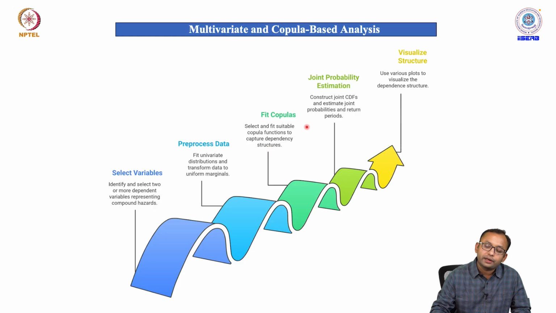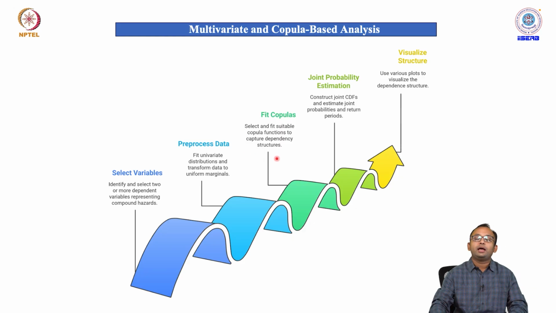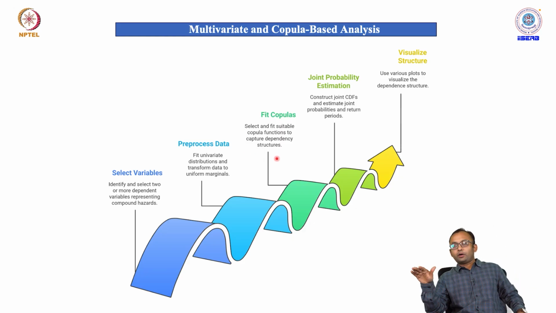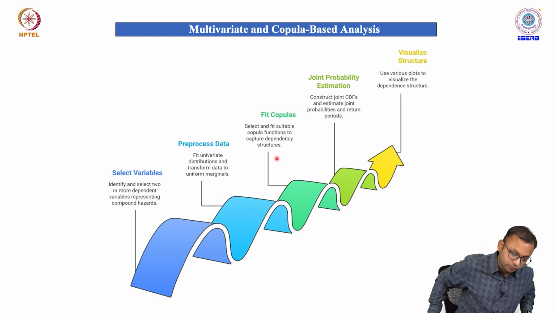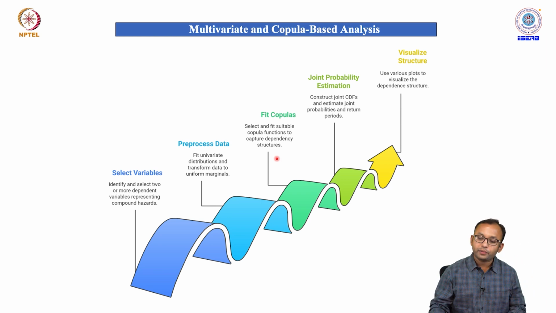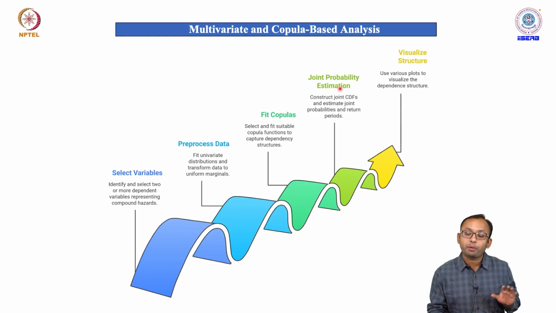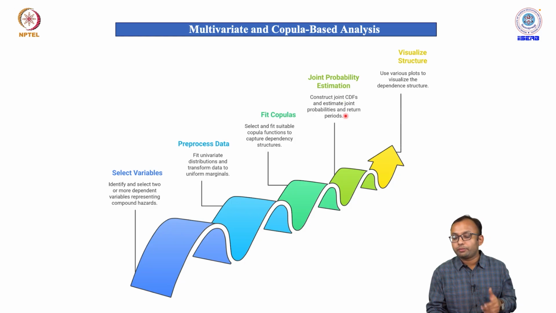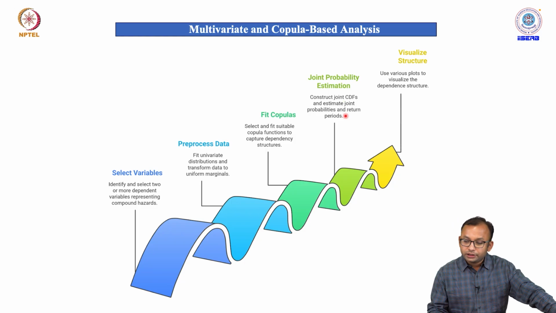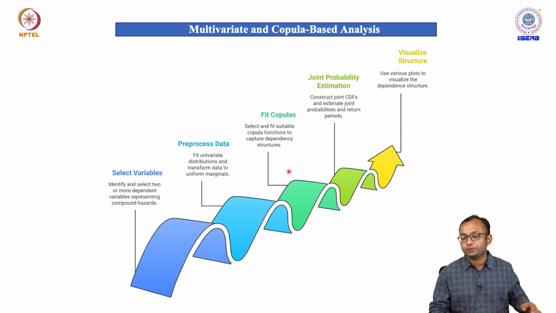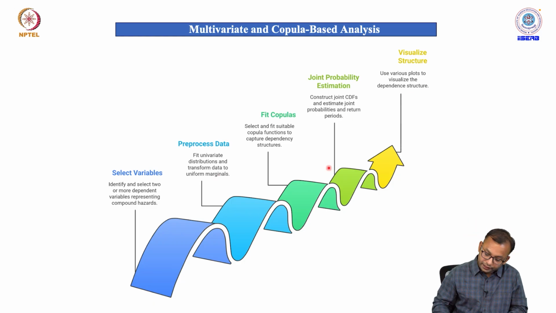Copula model: you can take metrics like the AIC and BIC criteria to fit a particular copula. Once you have figured out the best copula, you can use that copula model to estimate the joint probability using the joint CDF functions, and to estimate the joint probability over return periods. Once that is done, you can visualize the structure, using various plots to visualize the dependence structures from these copula data sets.